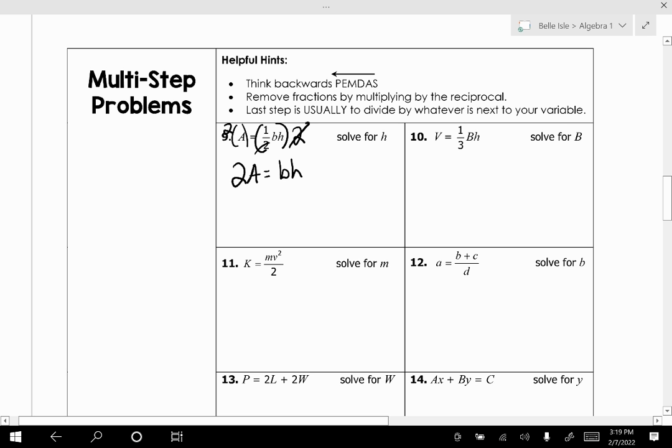Now how do I get h by itself? So you divide both sides by b. And you now have h equals 2a over b.